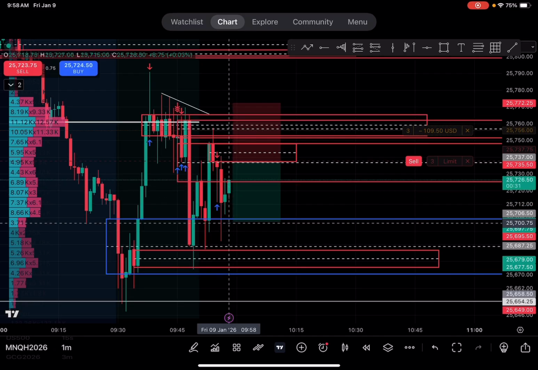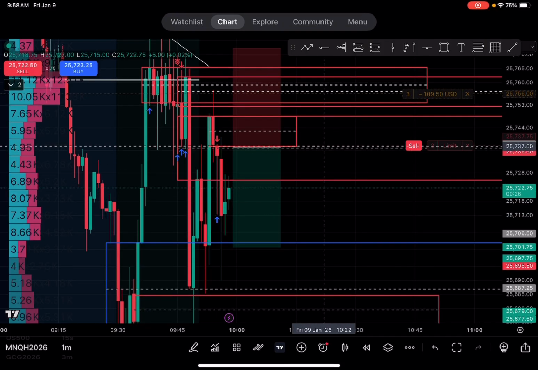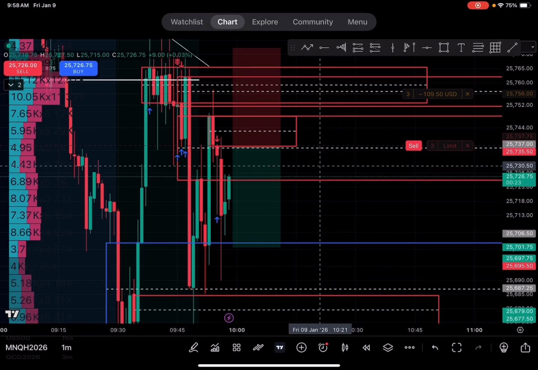Okay, now I wouldn't take this one because the zone is too large. If you want an opportunity, it would have to occur there again. The 1-minute zone within the 3-minute zone.